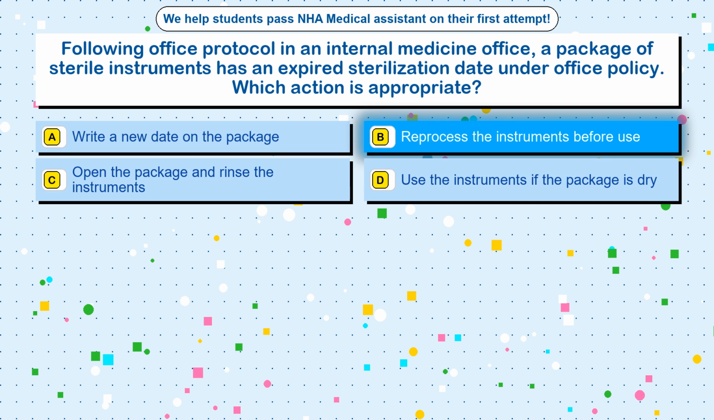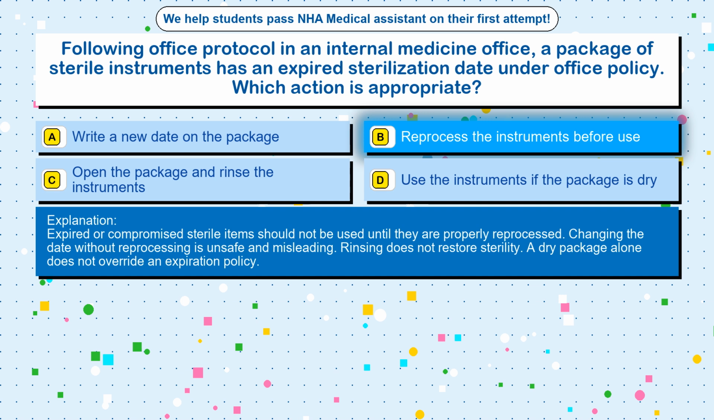The correct answer is option B, reprocess the instruments before use. Expired or compromised sterile items should not be used until they are properly reprocessed. Changing the date without reprocessing is unsafe and misleading. Rinsing does not restore sterility. A dry package alone does not override an expiration policy.